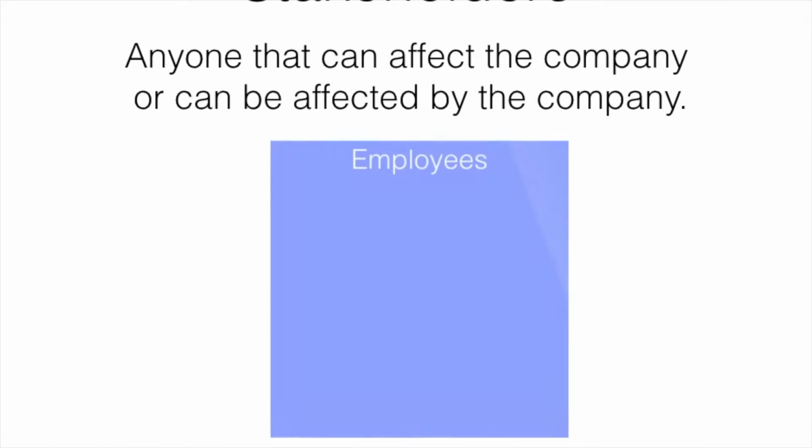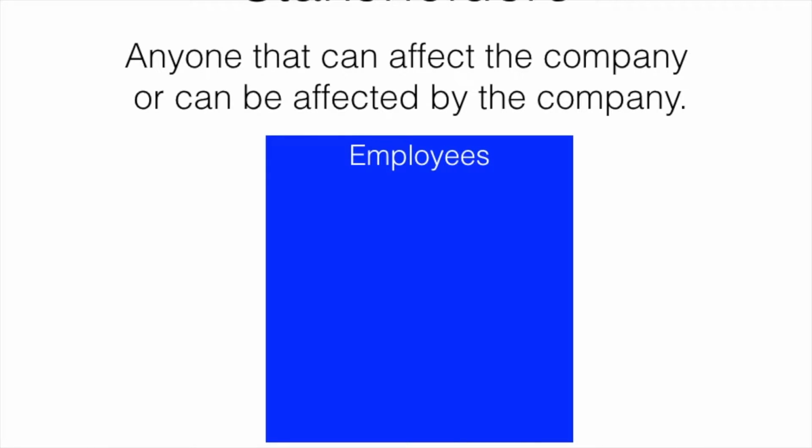Here's a list. Employees, obviously, they work for the company. If they do a good job, the company prospers. They depend on the company for wages. Customers, they depend on the company to make good, durable, safe products. Suppliers, they depend on the company to pay its bills on time.